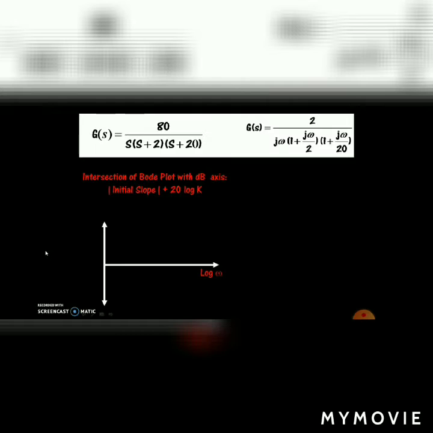Second is to identify the corner frequencies. Omega c1 is equal to 2, omega c2 is equal to 20. Omega c1 is equal to 2 means, for 1 plus j omega by 2, omega c1 is equal to 1 by t1, and omega c2 is equal to 1 by t2. Then identify the factors. K is equal to 2, simple poles, then a pole at the origin, that we need to identify.